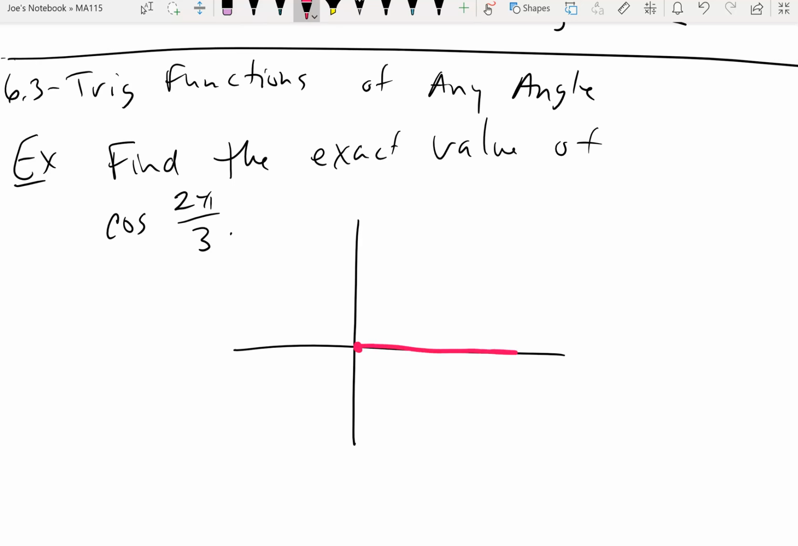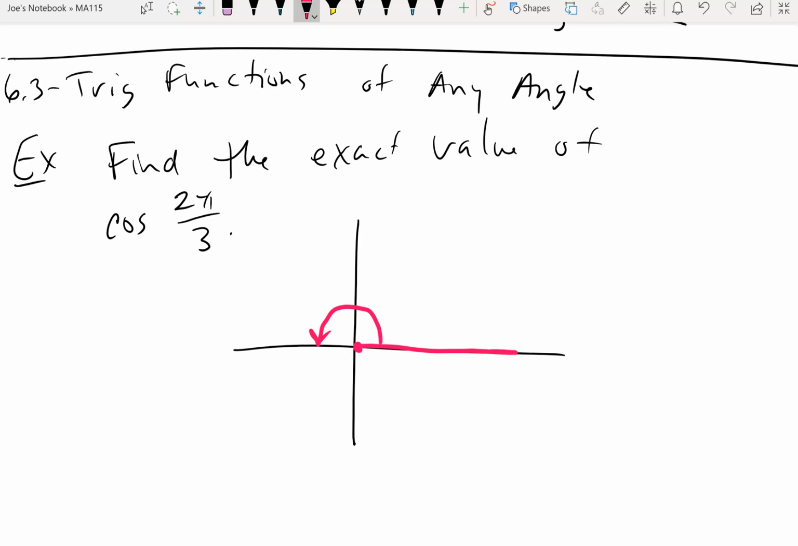Your initial side has to be along the positive x-axis. The initial side is always on the positive x-axis. That's standard position. I'm going to erase this line in a second, but we know that all the way around is 2 pi, right? So if I get rid of that, halfway around is pi. I'm talking about this because I have to figure out where 2 pi over 3 ends up. So pi is 3 pi over 3.